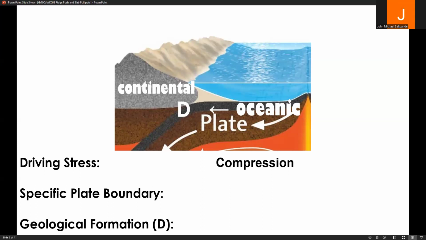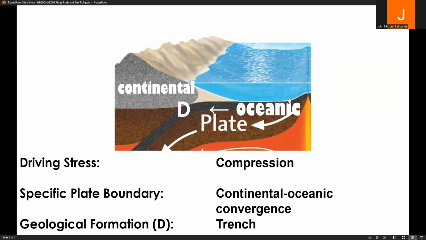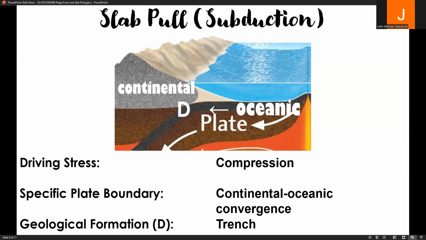The specific plate boundary is continental-oceanic convergence. When you see a deep geological formation at the subduction zone, that's what you call the trench. This specific plate boundary is otherwise known as slab pull or subduction. And basically that's it for lesson 4 today.